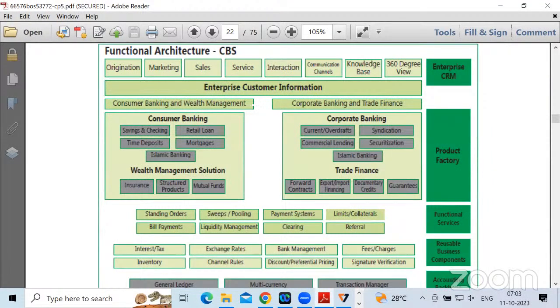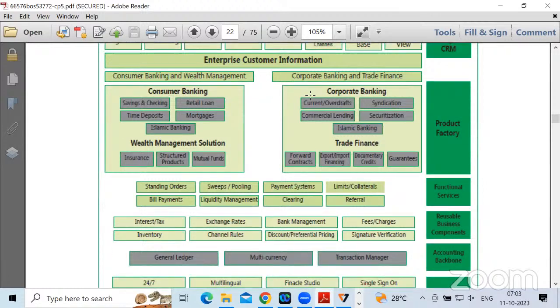Okay, functional area, all are self-explanatory. Only one thing I'll explain. Other things are consumer banking, then corporate banking, consumer banking, savings, time deposit, retail mortgages, Islamic banking. Islamic banking means no interest rate, that's it. It is available in both kinds of banking, corporate banking as well as consumer banking. Corporate banking means the bigger organizations like Reliance, Ambani, then Infosys, LG, etc. And standing order sweeps, pooling, payment systems, limit collaterals, bill payment, liquidity management. Liquidity means you have to maintain proper cash, clearing, referral, all these things are self-explanatory.